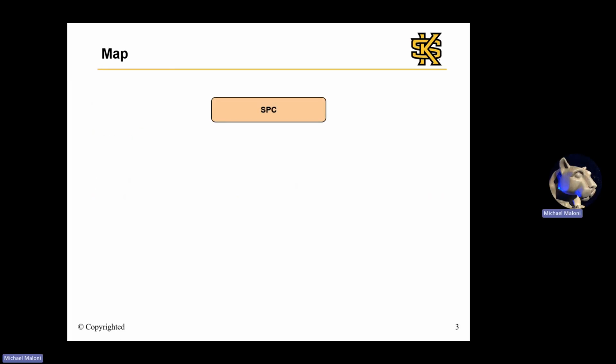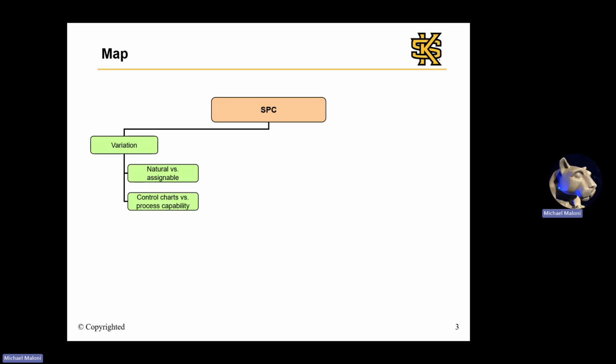The next chapter spotlights statistical process control, SPC, though we won't actually do any statistics. In this chapter, we will first discuss different forms of process variation, contrasting natural and assignable variation, and we'll also differentiate control charts from process capability. We'll then understand those control charts, including X-bar charts and R charts, and we'll learn how to interpret these charts to determine if a process is in control.